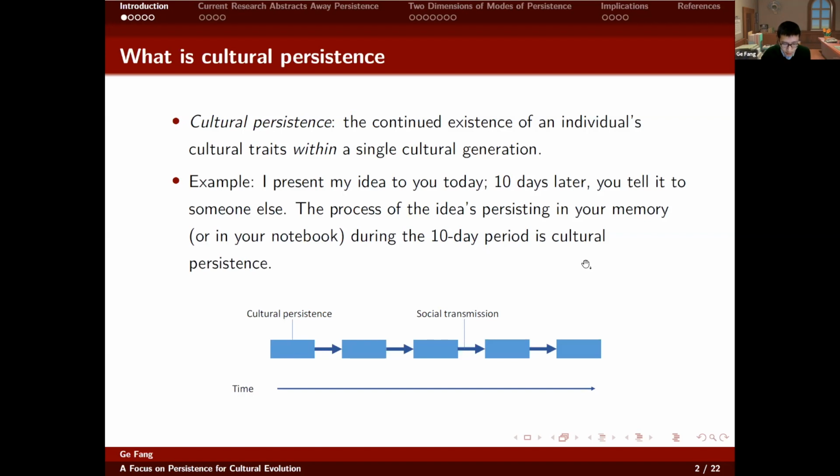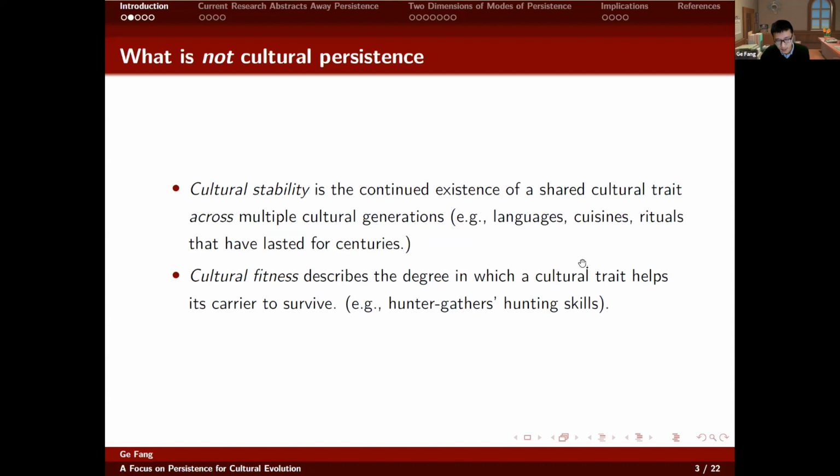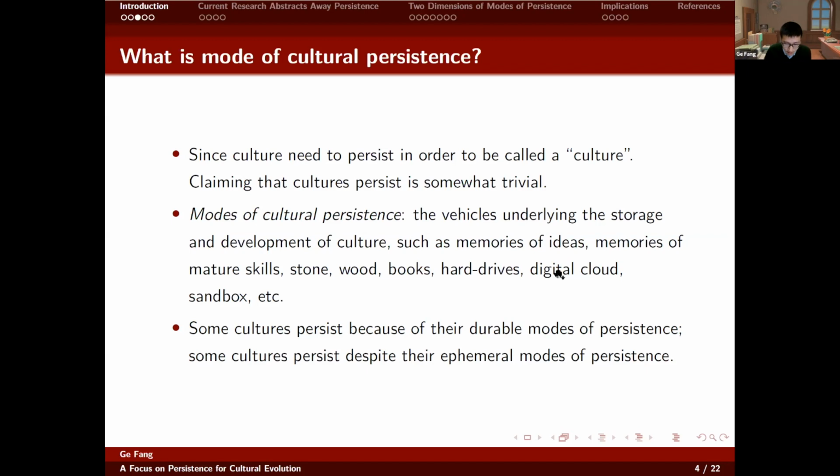The notion of cultural persistence should be distinguished from the notion of cultural stability, which describes the continued existence of a shared cultural trait across multiple cultural generations. This notion has been very important in the discussion, and in this talk, I don't mean to advertise for the importance of cultural stability or try to come up with an explanation for it. And cultural persistence should also be distinguished from cultural fitness, which describes the degree to which a cultural trait helps its carrier to survive. These two notions come apart because a culture can be very, very persistent while still reducing the fitness of the carrier, such as Buddhism.